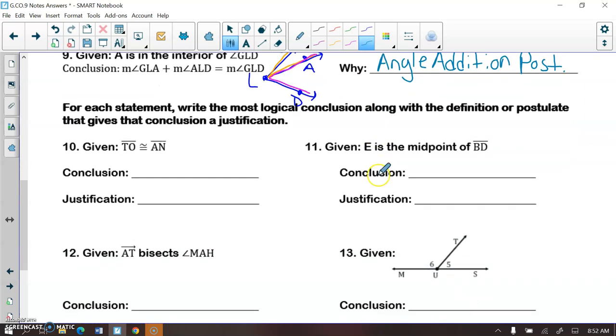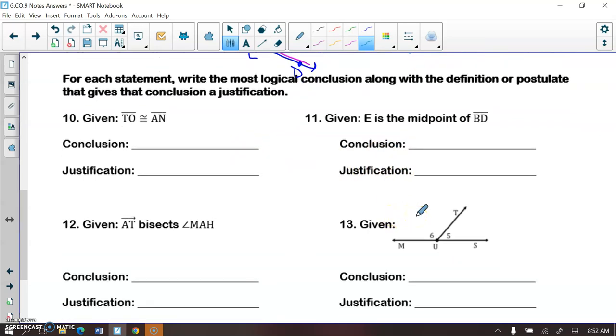Great. Now we're going to make our conclusions and our justifications. And this is where it gets complicated, but we can do it. We're going to get through it together.